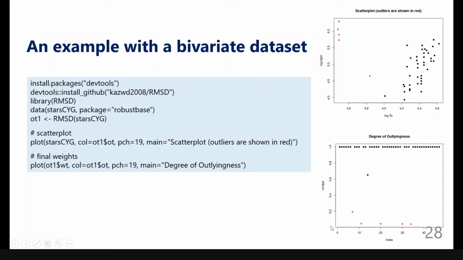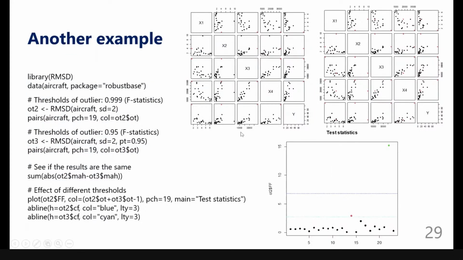The weight near 0 means it's quite extreme outliers. There is another example with a 5-variable dataset, also inside the robust space package. The dataset is named aircraft. This time I try a different threshold. The default setting is 9.